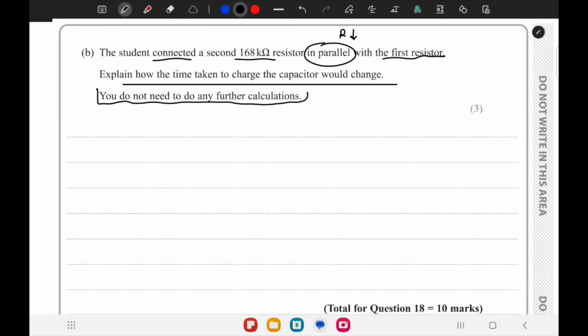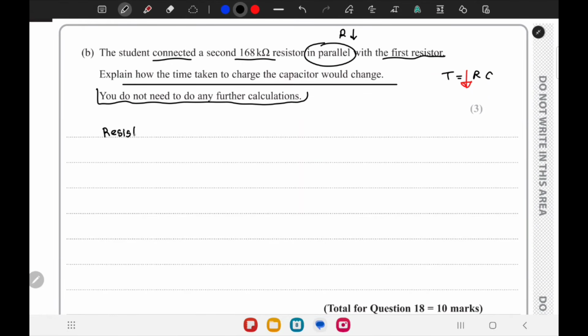So the current in the circuit would increase since V by R is the current. A reduction in the resistance would cause an increase in current. And if the current is larger, the capacitor would charge more quickly. We can also talk about the time constant. Since R decreases, the time constant t will also decrease since the capacitance remains the same and the resistance decreases. This point is more relevant over here.